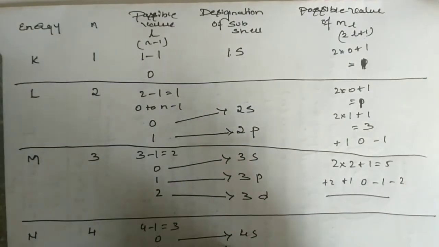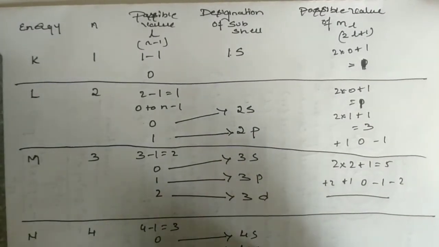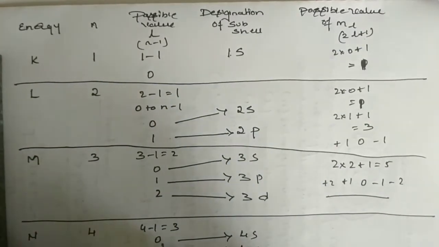It represents 4s, 4p, 4d, 4f. L equals 0 represents S. L equals 1 is P. L equals 2 is D. L equals 3 is F.